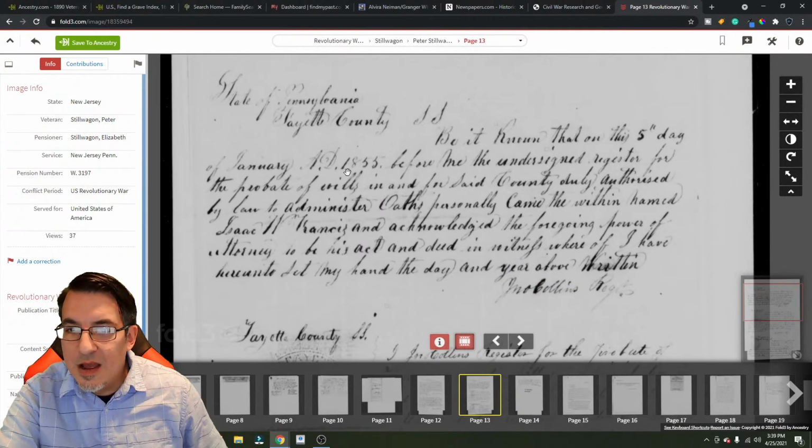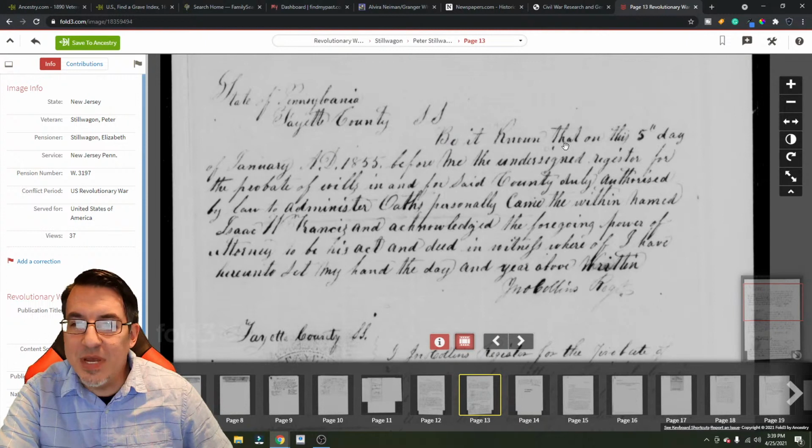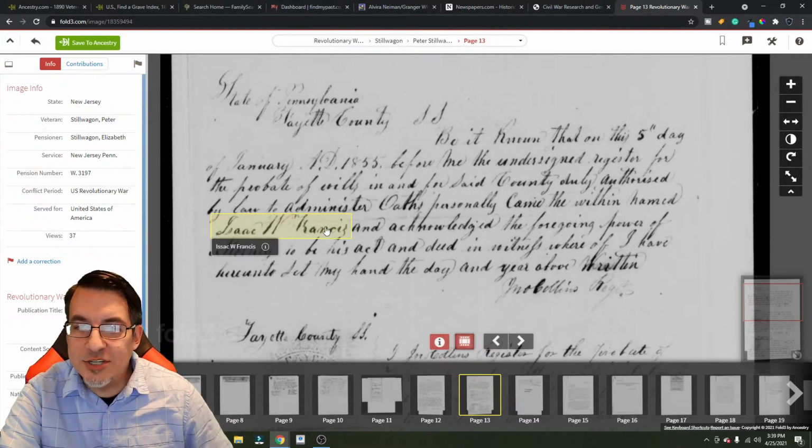So this is just a letter from Fayette County, Pennsylvania. Be it known that on the 5th day of January, A.D. 1855, before me the undersigned register for the probate of wills in and for the said county.